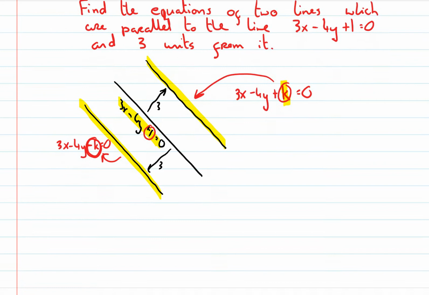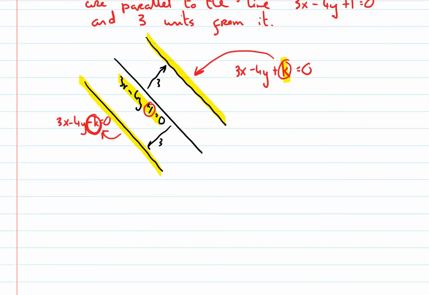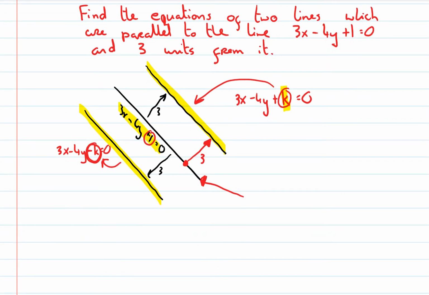So how do we go about this? Here's what I do. I get a point on this line, find a point on that line, so let's say it's here, and I find the distance from here to here. Sorry, I don't find the distance, I know the distance is 3. That's, I suppose, the basis of how I'm going to find this.